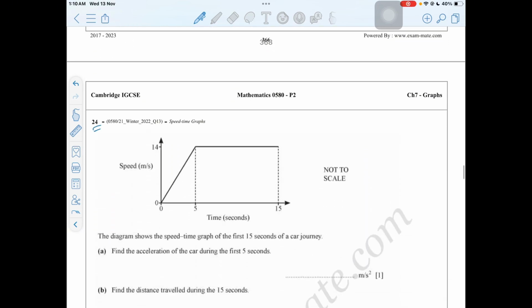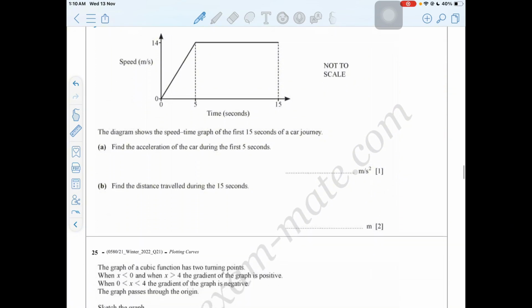We have question number 24. The diagram shows the speed time graph of the first 15 seconds of a car journey. Find the acceleration of the car during the first 5 seconds. For the acceleration, we need to calculate the gradient. Here it has moved 14 in the y direction and 5 in the x direction. This would be 14 over 5, which is 2.8 in decimals, or you can simply leave it as a fraction.